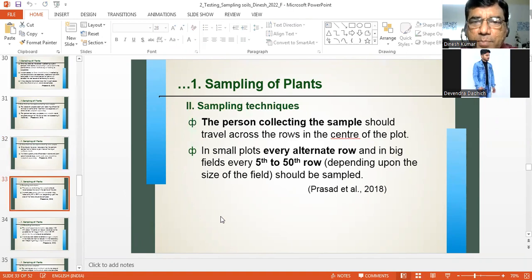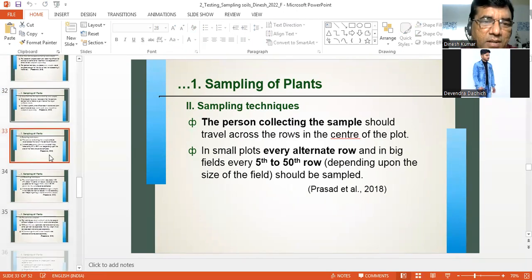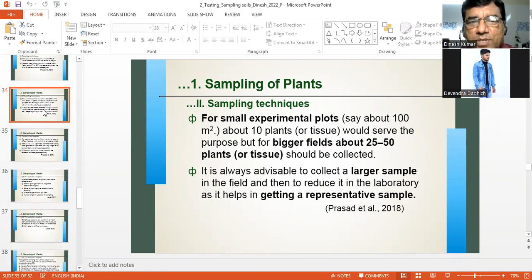Sampling techniques: the person collecting the sample should travel across the rows in the center of the plot. In small plots, sample every alternate row, and in big fields as well. That will depend upon the interest of the researcher, what he exactly wants to sample.